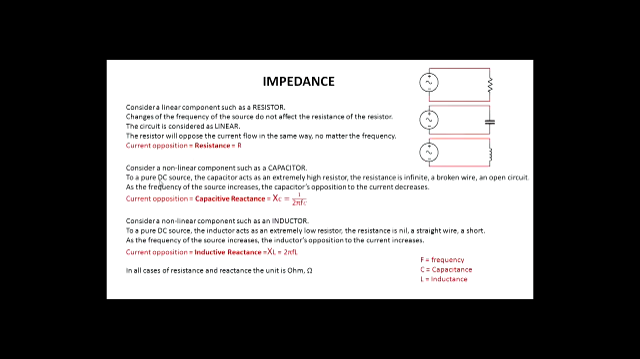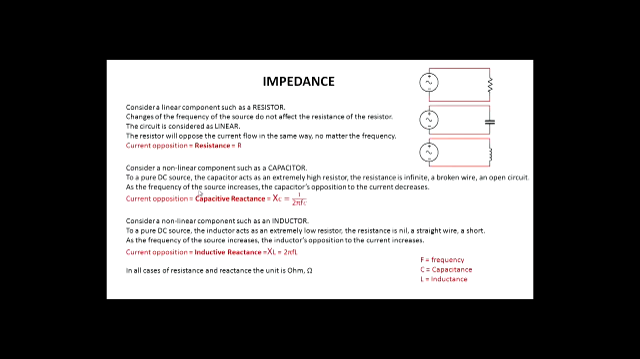Now, to a pure DC source, the capacitor acts as an extremely high resistor. If you apply a DC source to a capacitor, the current is going to start flowing in the beginning, and then it's just going to stop. The capacitor blocks DC. So a pure DC source to the capacitor acts as an extremely high resistor. The resistance is infinite, a broken wire, or an open circuit.